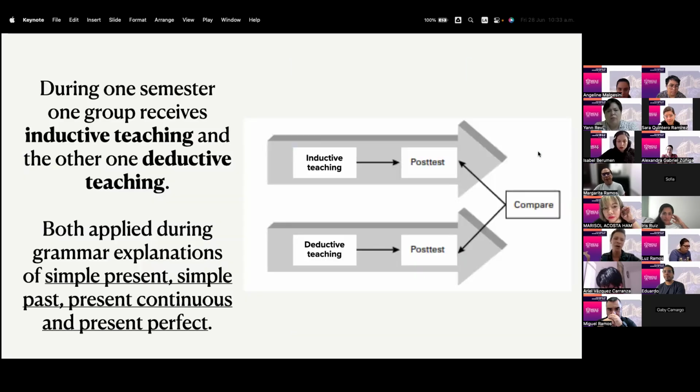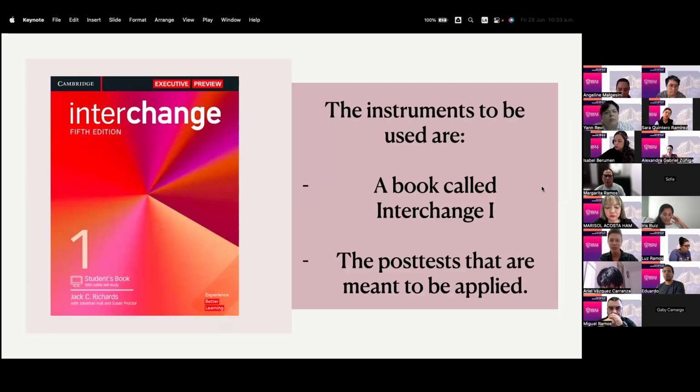During one semester, one group is going to receive only the inductive approach and the other one, the deductive approach, but both applied on those 4 topics that I told you: simple present, simple past, present continuous, and present perfect.